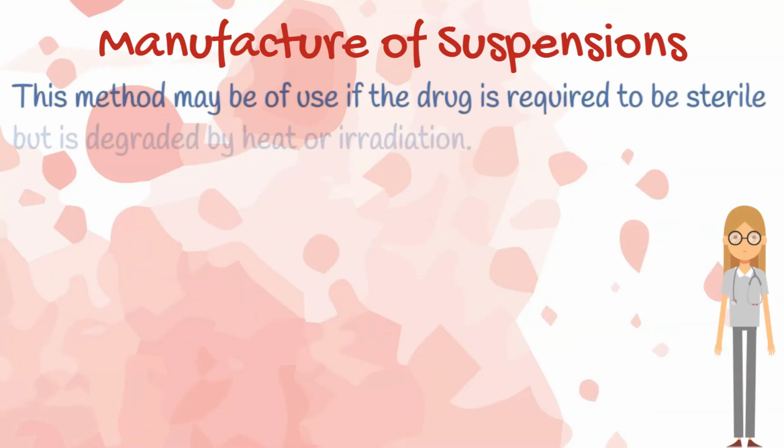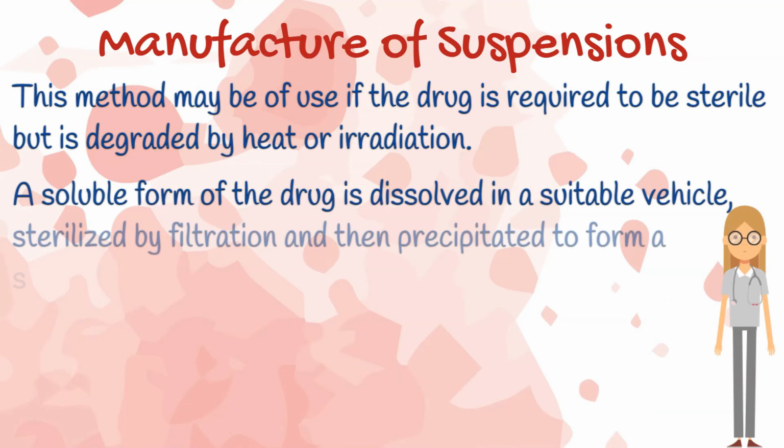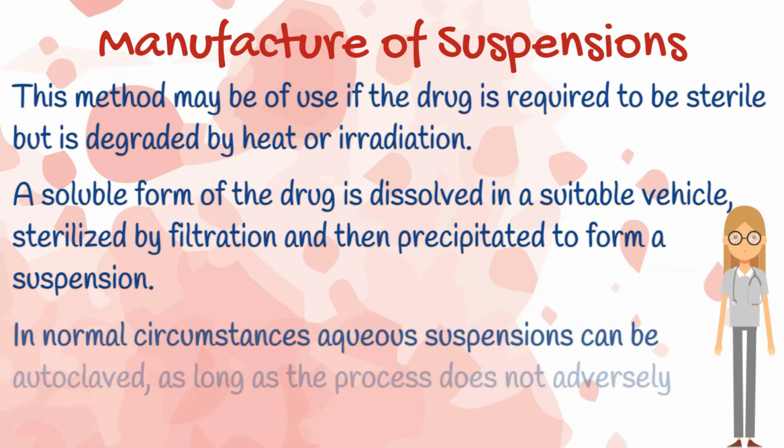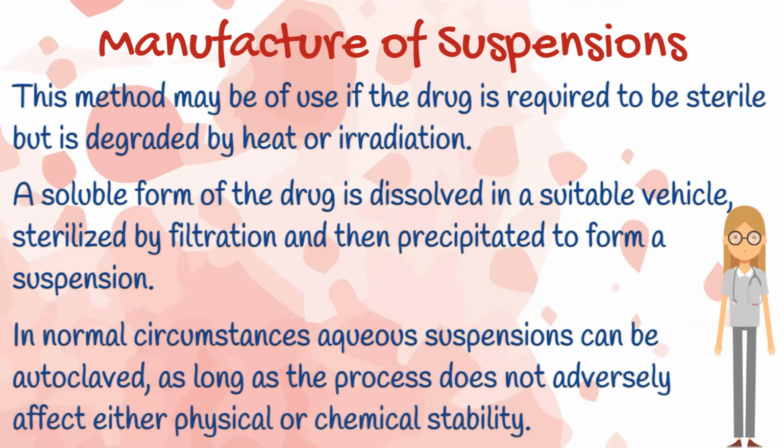This method may be of use if the drug is required to be sterile, but is degraded by heat or irradiation. A soluble form of the drug is dissolved in a suitable vehicle, sterilized by filtration, and then precipitated to form a suspension. In normal circumstances, aqueous suspensions can be autoclaved, as long as the process does not adversely affect either physical or chemical stability.